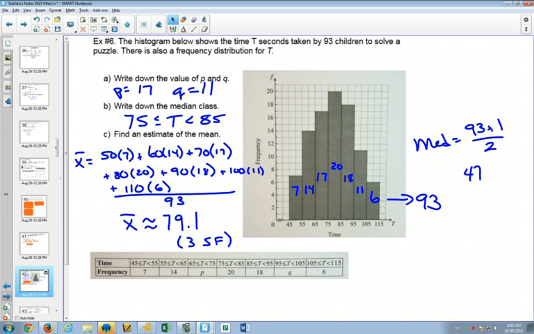Which is interesting, it shows that basically our average is very close to what the median was. Because the median class was between 75 and 85, and when we figured out our average as an estimate, we got 79.1, which was very similar. So there's some questions there for practice at the bottom.